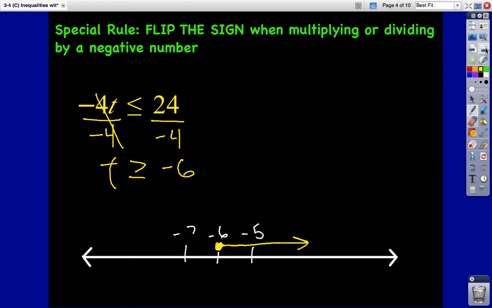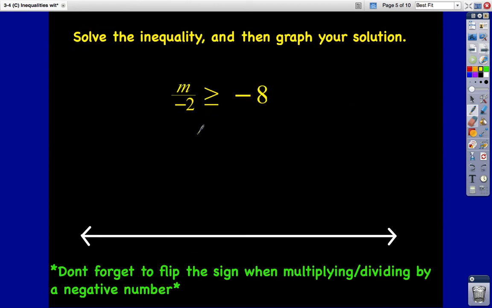All right, let's do one more, okay? In this particular problem, we have to solve the inequality and graph the solution, but it's a little bit different. This is m divided by negative 2. And the opposite of divide by negative 2 is multiply by negative 2. So I'm going to multiply both sides by negative 2. All right, when I multiply by negative 2, these cancel out to 1, so I'm left with just m.